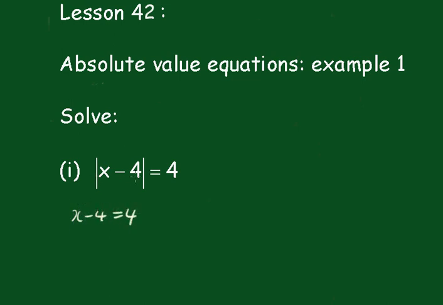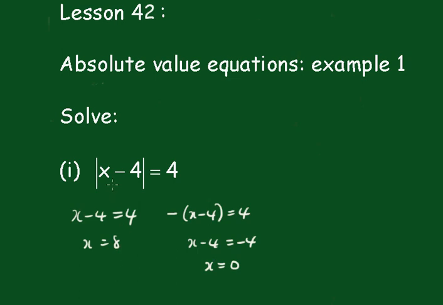That's just removing the absolute value, so I'm considering the positive case. The negative case is minus x minus 4 equals 4. Adding 4 to both sides, we get 8. Multiplying both sides by -1, we get x minus 4 equals -4. And of course, adding 4 to both sides, we get x equals 0.